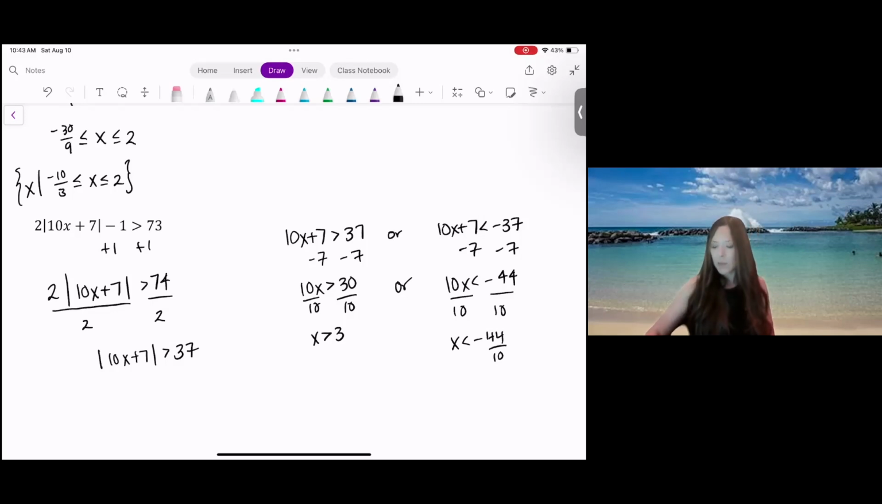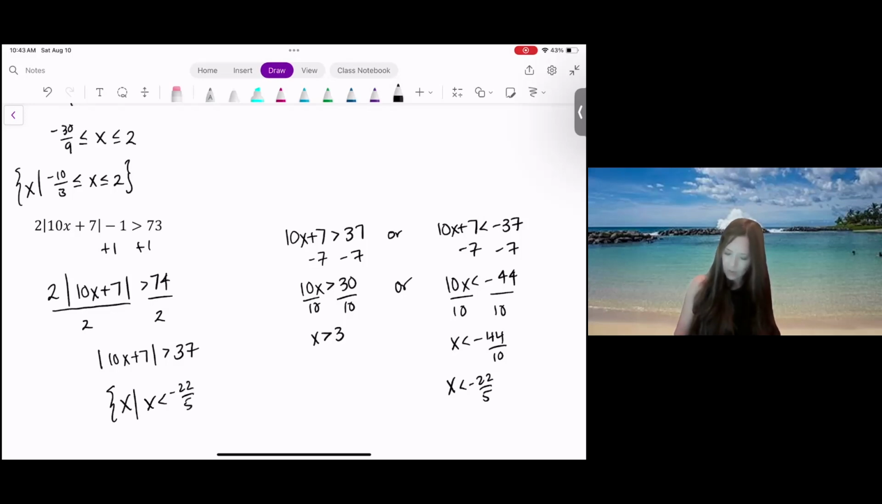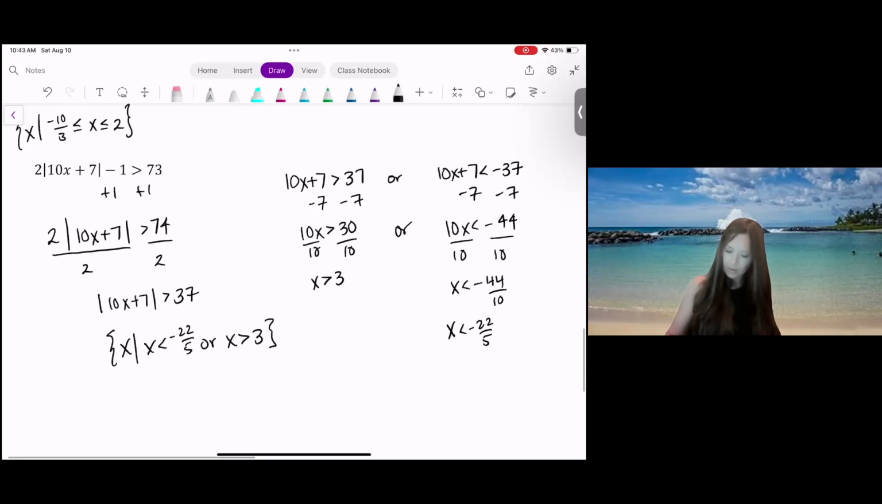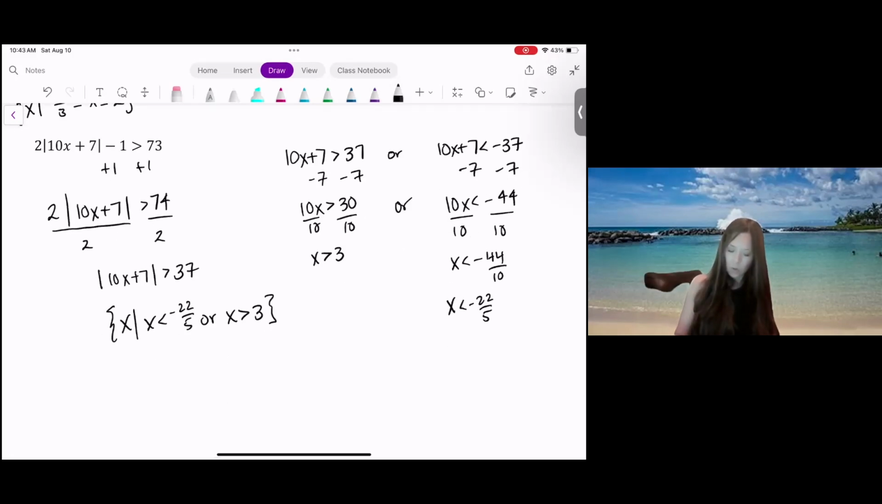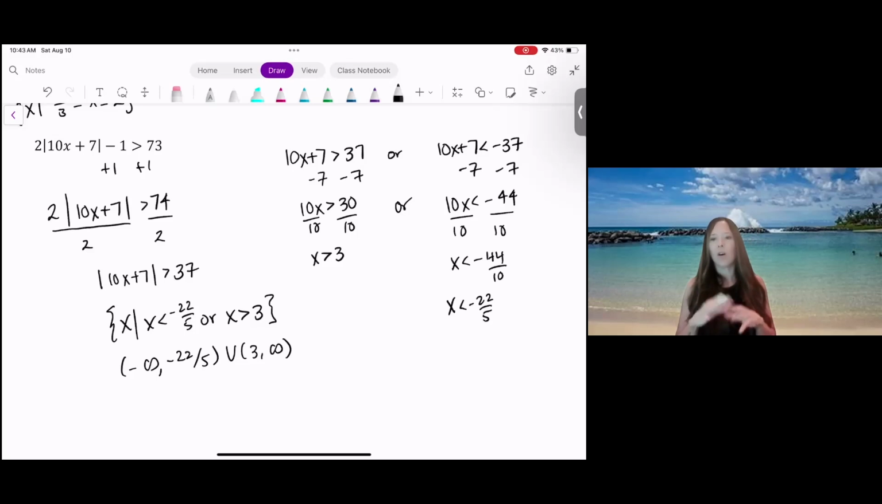I can divide both of those by 2. That's going to be x is less than -22/5. In set notation, I'm going to say the set of all x's such that x is less than -22/5 or x is greater than 3. And for interval notation, because it's an or, I'm going to write from -infinity to -22/5 and union with 3 to positive infinity. And these are all parentheses because infinity always gets parentheses.